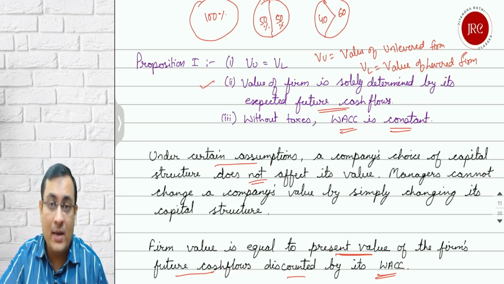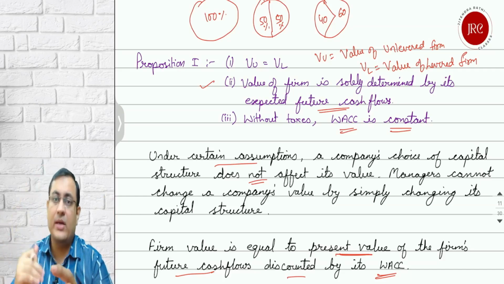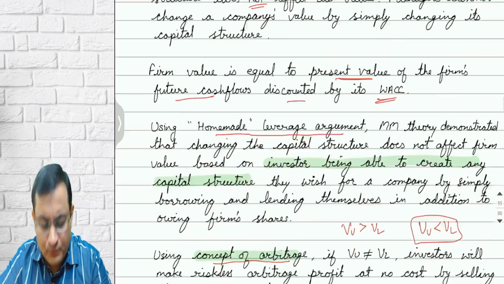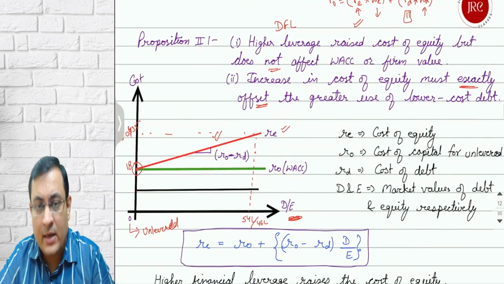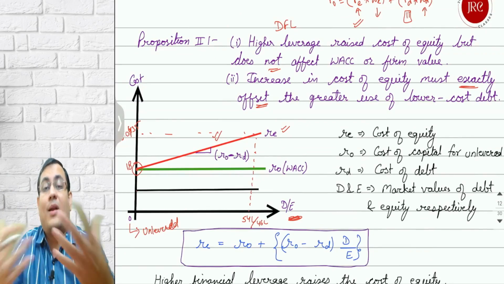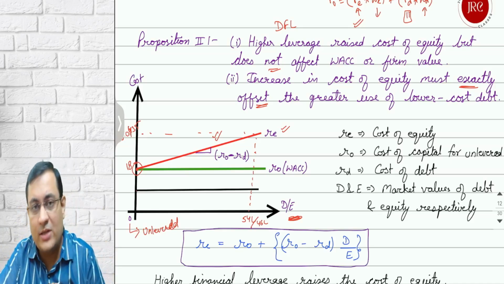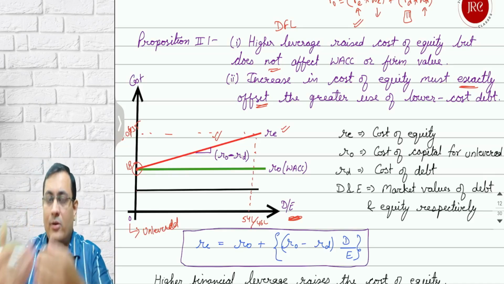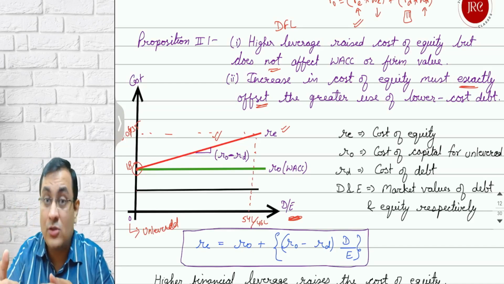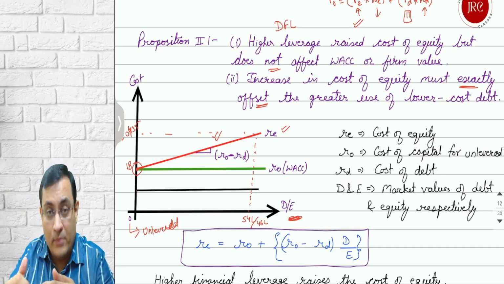Next, the WACC is not going to change. Why is WACC not going to change? The justification comes in proposition 2. Proposition 2 says that as you increase the debt-equity ratio in your capital structure, the equity shareholder will feel more risk, more uncertainty, because of the presence of DFL, degree of financial leverage. Of course, when you are introducing debt, you are using a cheaper source of finance, so your WACC should come down because of that.